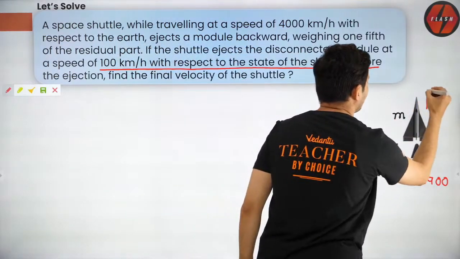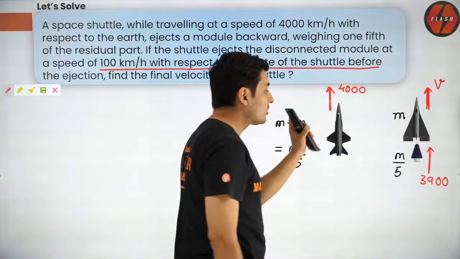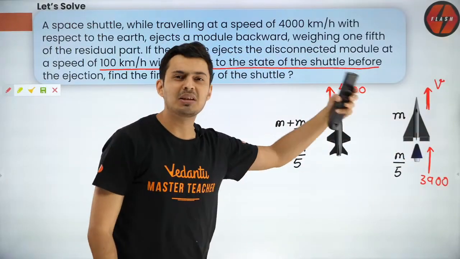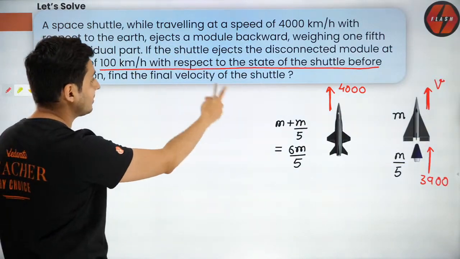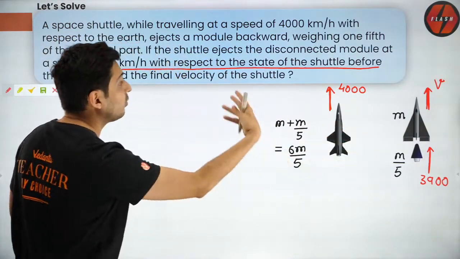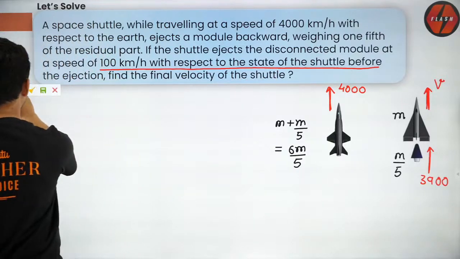Alright. So now the question is, what is this speed? That is why this question is very tricky. A lot of people make mistakes and they get wrong answers. They think, oh, it's so simple, but it is not. A lot of concepts, relative velocity, mass is 1/5, what is the meaning of residual, all these concepts are involved.